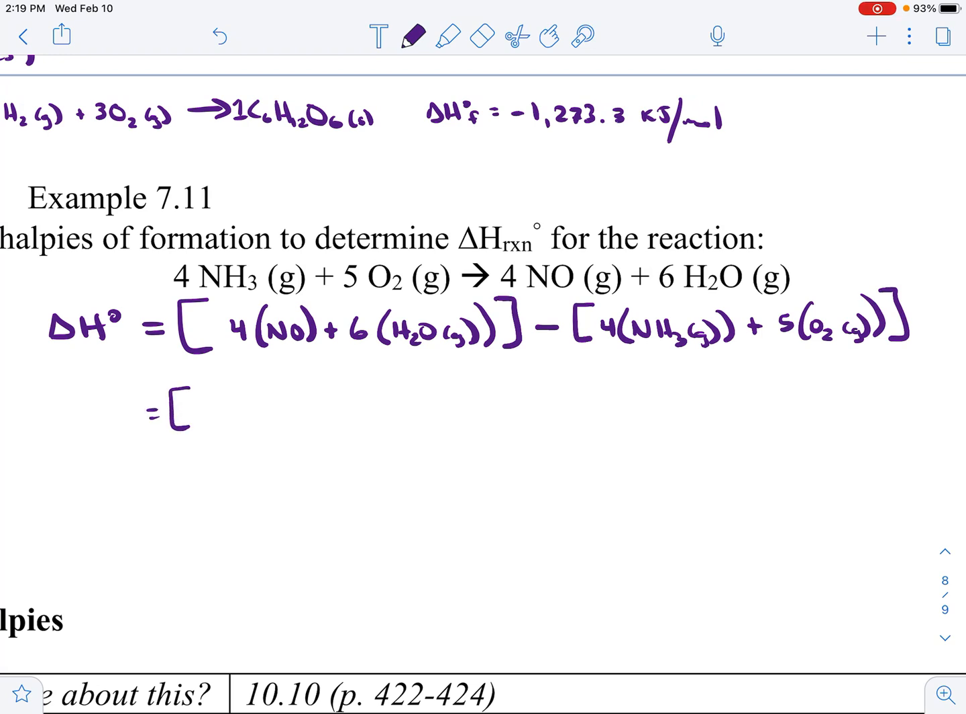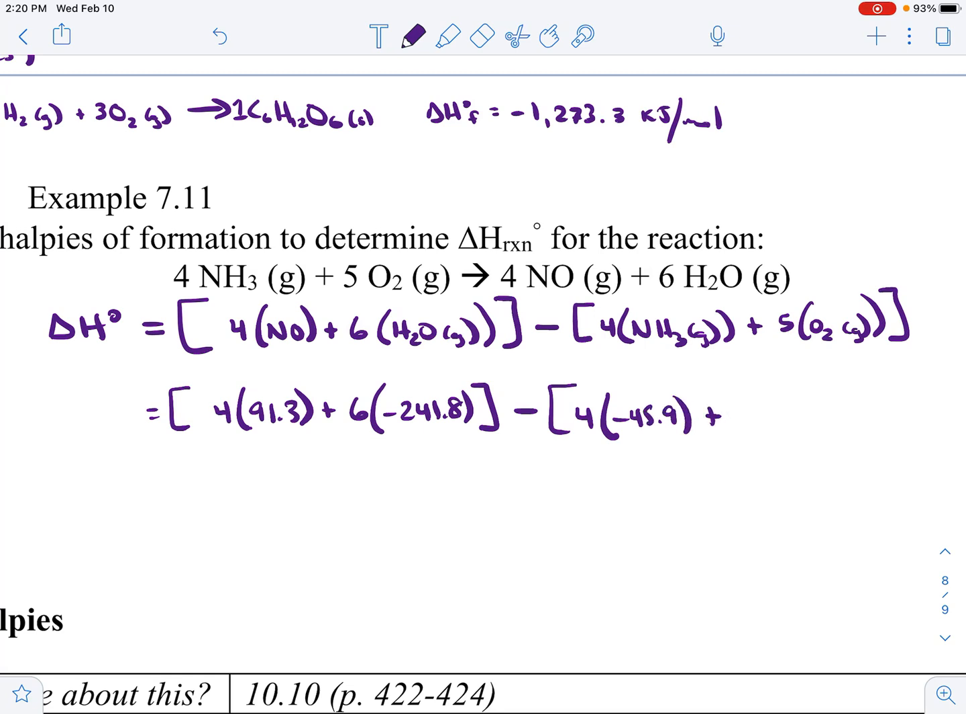We've got 4 times NO gas. Sometimes it's hard to find these. There it is under the nitrogen. NO gas is 91.3. So we've got 4 times 91.3 plus 6 times, this one's going to be H2O, and it's gas. That's why it's important, because we've got both gas and liquid there. So we've got negative 241.8 for each. And then we've got minus 4 times NH3 gas. That's going to be under our nitrogen. There it is. Negative 45.9.